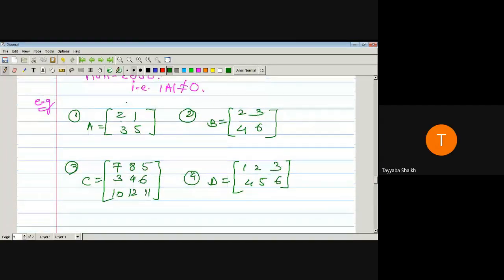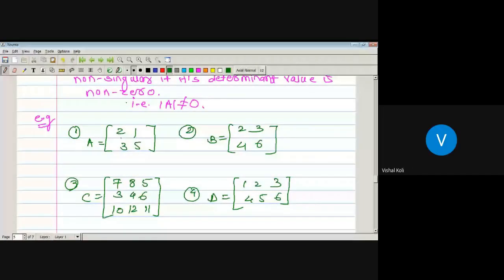Non-singular, as its determinant value is 10 minus 3, which is 7, not equal to 0. So it is a non-singular matrix. What about the second one? Singular. Determinant of B equals 12 minus 12, which is 0. So this will be a singular matrix.